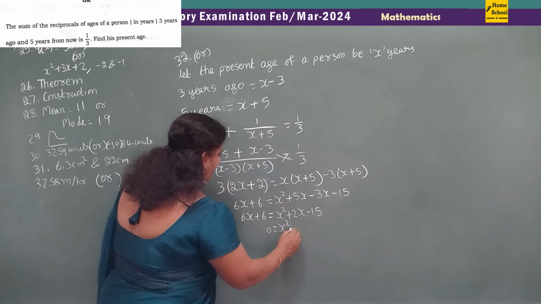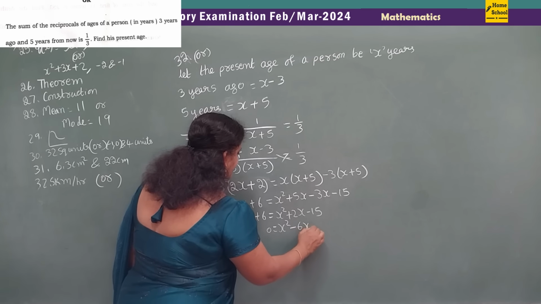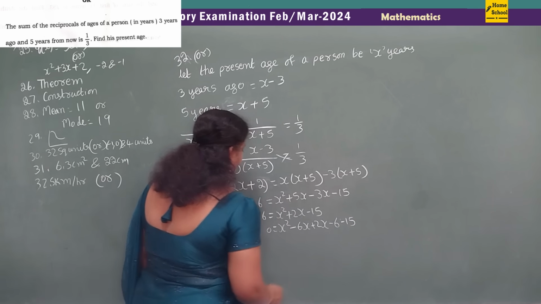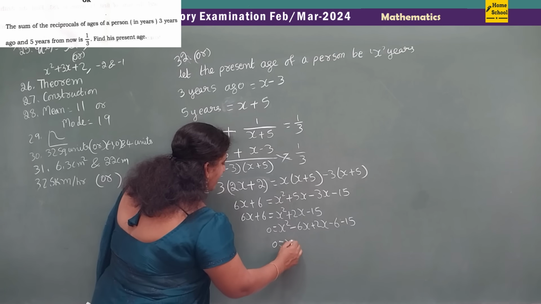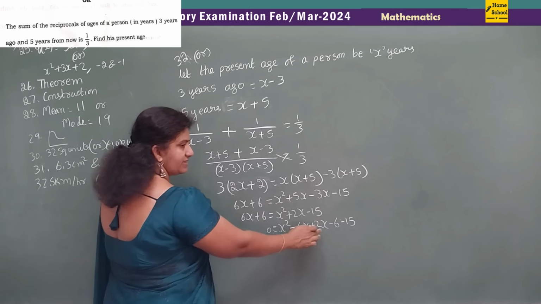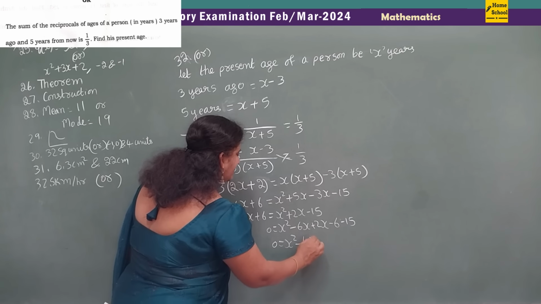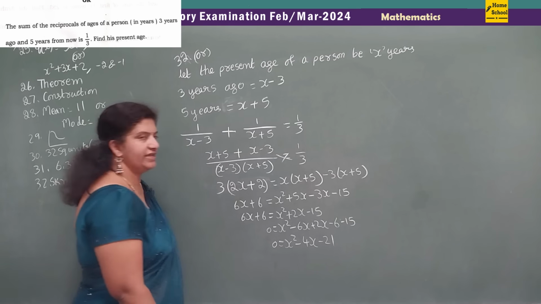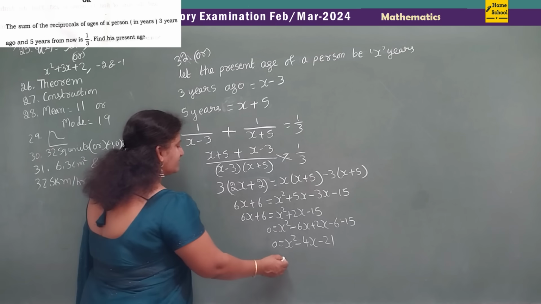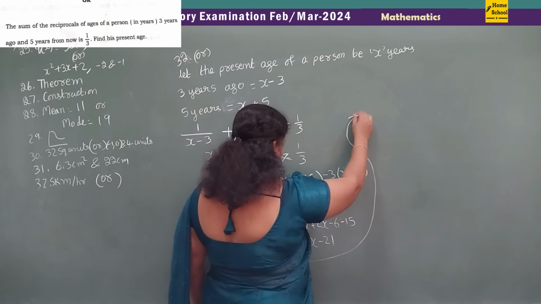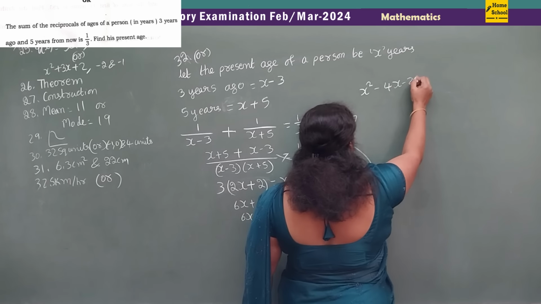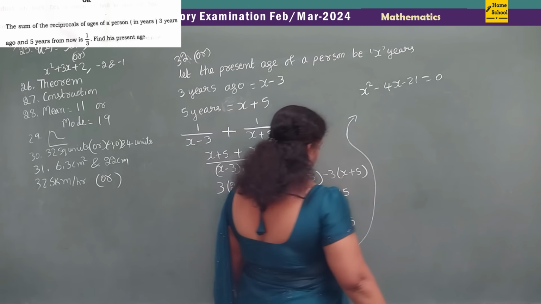X square minus 6x plus 2x. Bring this side minus 6 minus 15. That is x square minus 6x plus 2x will be minus 4x. Minus 6 minus 15 will be minus 21. Now factorize this one. X square minus 4x minus 21 equal to 0.